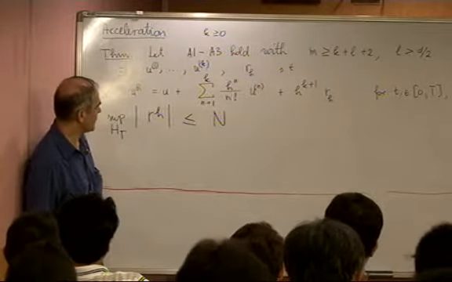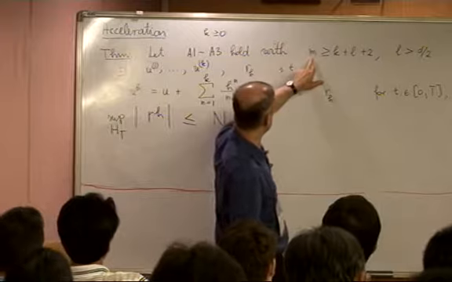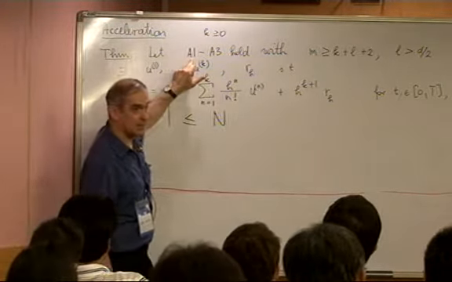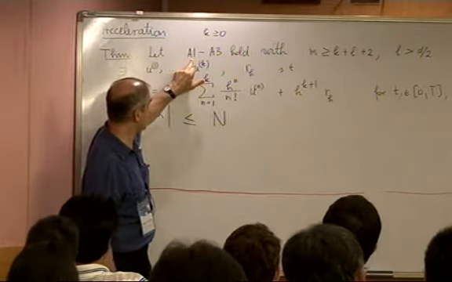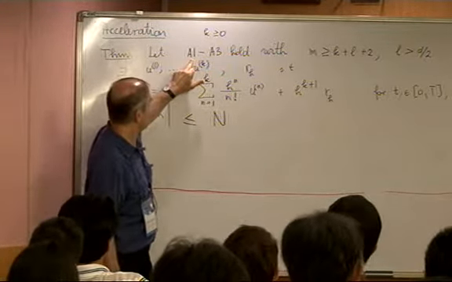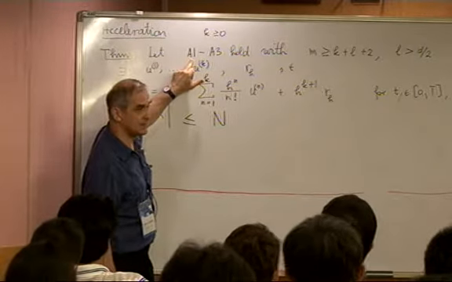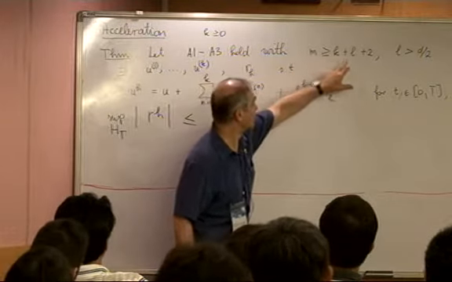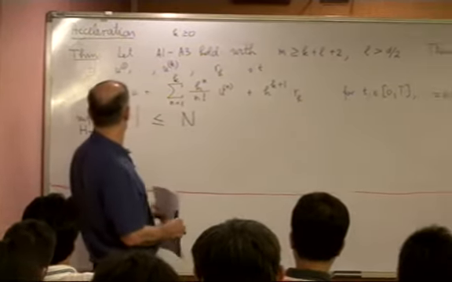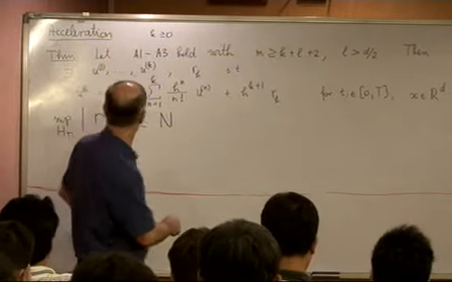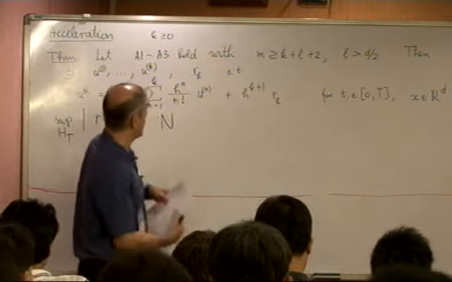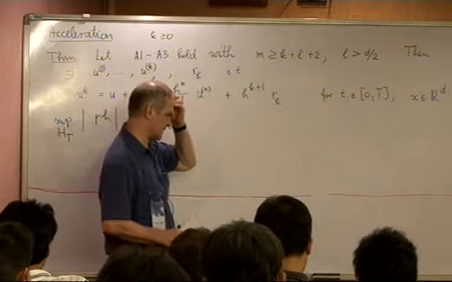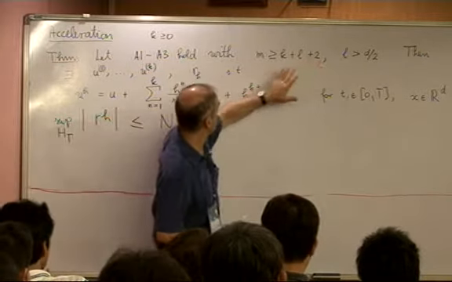Well, how to get this? So this is the assumption for the smoothness on the coefficients. You remember A1 is the assumption that the coefficients are continuously differentiable in x up to order m. So m now should be like this, and here L should be greater than half of the dimension. This comes from the embedding, which we have already learned.